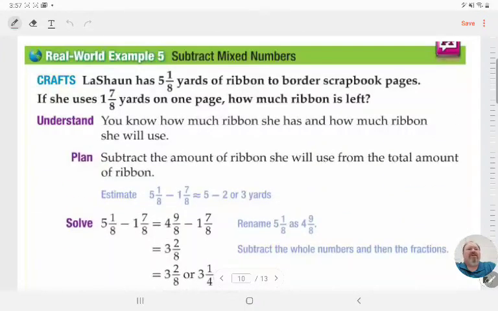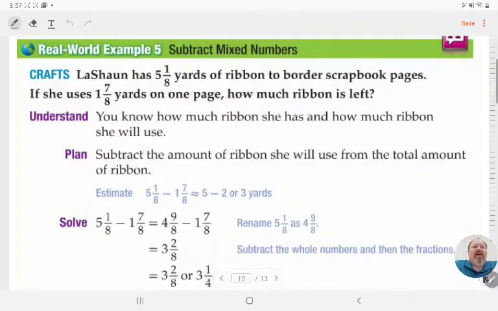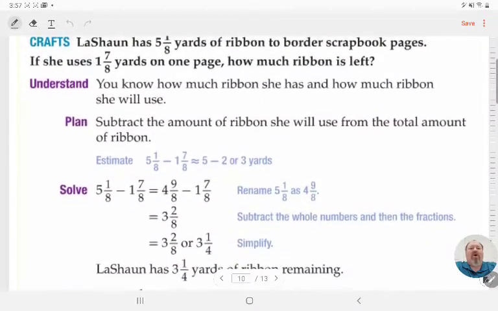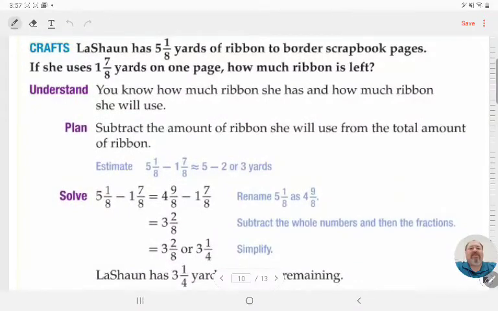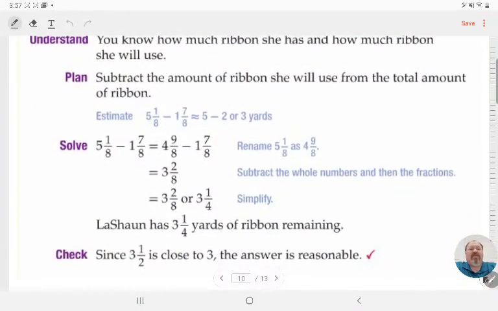All right, so let's take a look at a word problem. LaShawn has 5 1/8 yards of ribbon to border scrapbook pages. If she uses 1 7/8 yards on one page, how much ribbon is left? So we know how much ribbon she has and how much ribbon she will use, okay? So she has 5 1/8 yards of ribbon, and she's going to use 1 7/8 of that. So all we have to do is subtract 1 7/8 from 5 1/8.